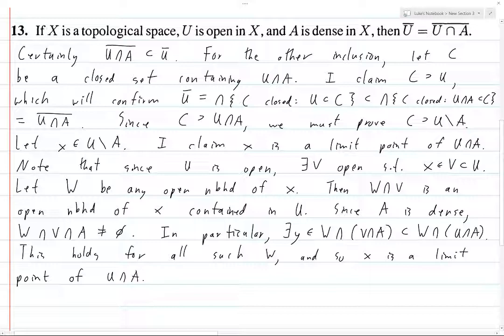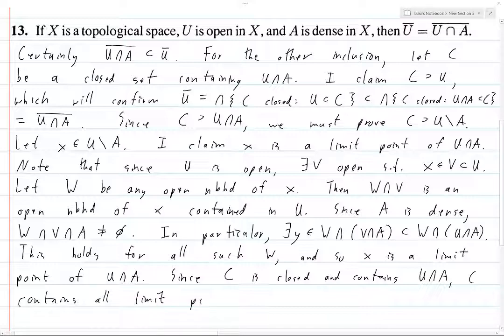Alright, and why is this useful? We have the set C containing U intersect A, and we want it to contain all of U. So we choose this arbitrary x, which is in U set minus A, and we want to prove that x is in C. Since C is closed and contains U intersect A, C contains all limit points of U intersect A.